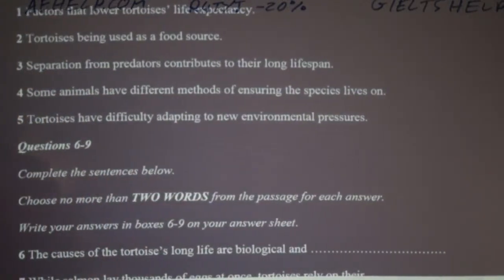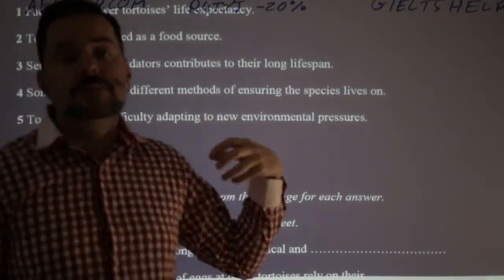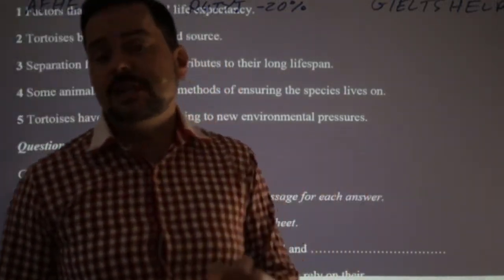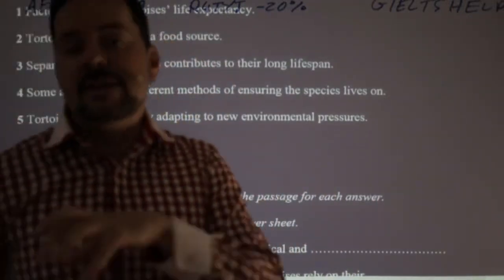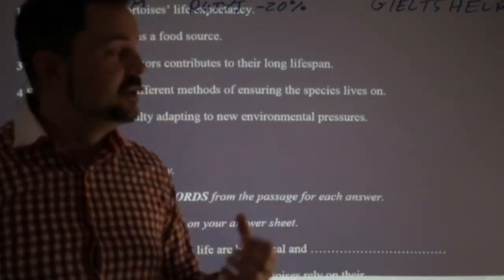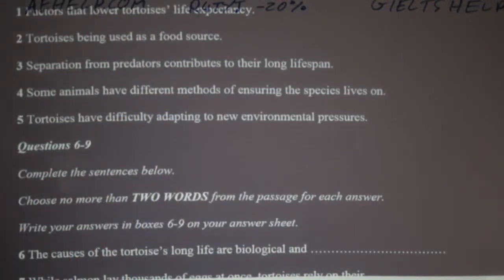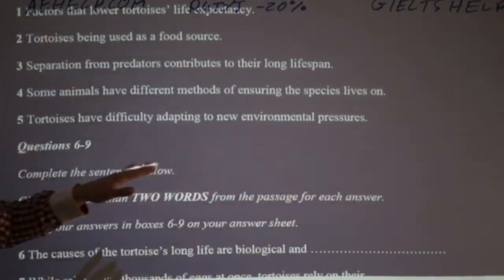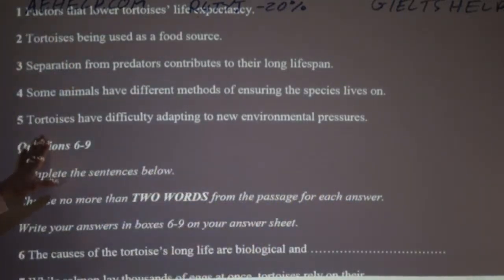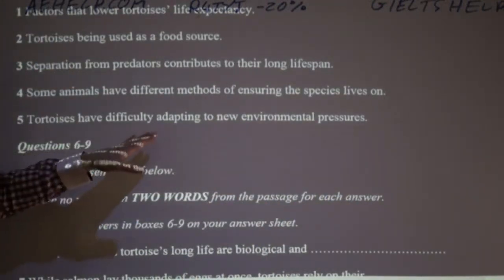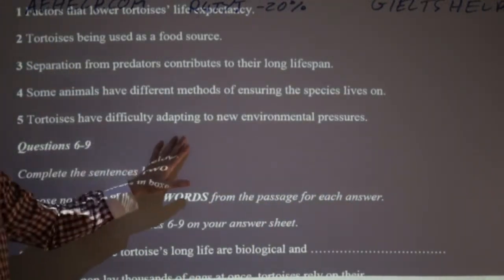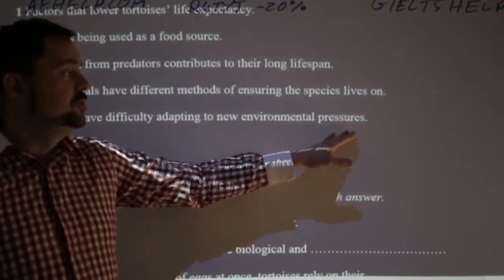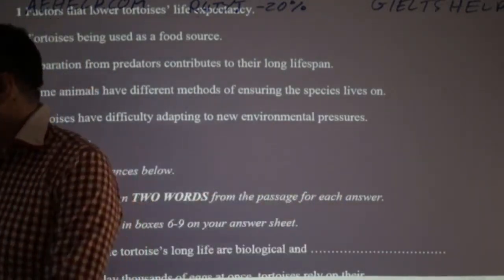Okay. So I'm doing this very quickly. Again, this paraphrasing, do it on pen and paper at home. I don't want to take too much time because if I get into every single strategy in detail, we just won't be able to get to the reading. Number 5, tortoises have difficulty adapting to new environmental pressures. So tortoises are challenged to overcome new difficulties or new dangers in their surroundings.